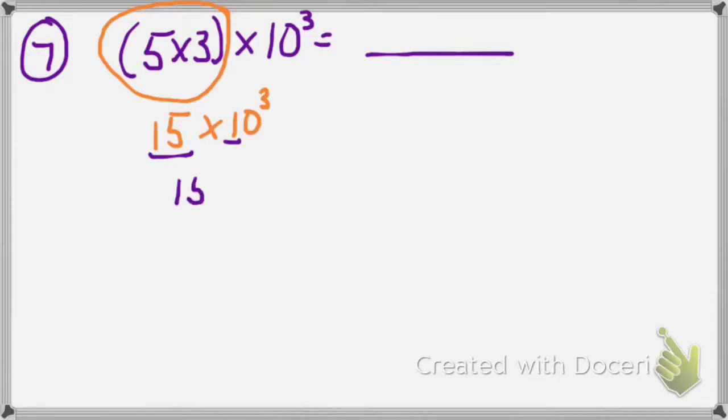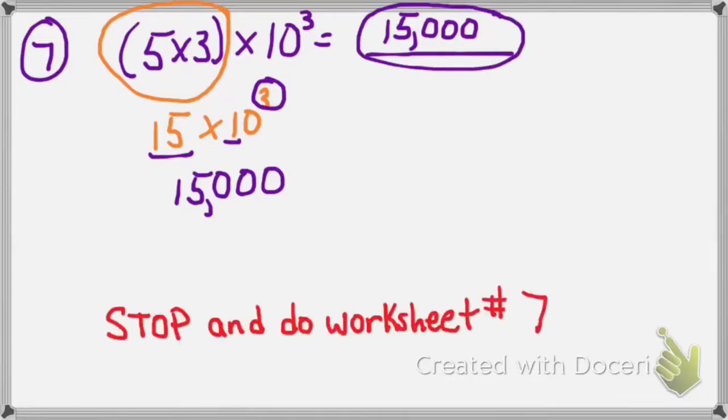My basic facts are 15 times 1 equals 15. My exponent is 3, so I have to tack on 3 zeros. Therefore, my final answer is 15,000. Please stop the video and complete worksheet number 7 right now.